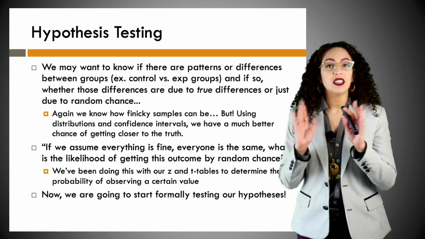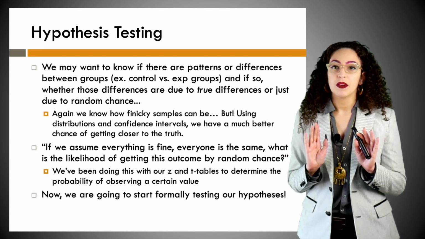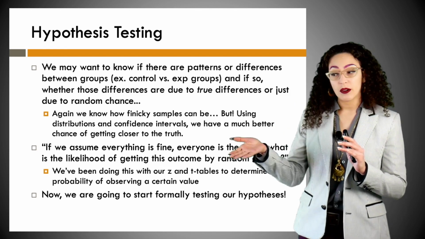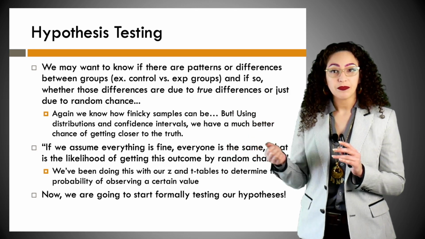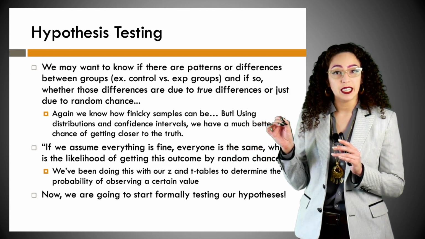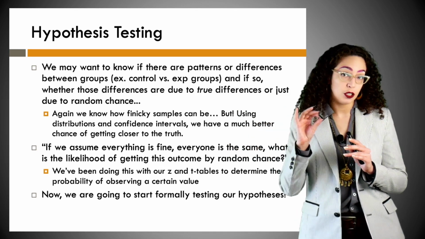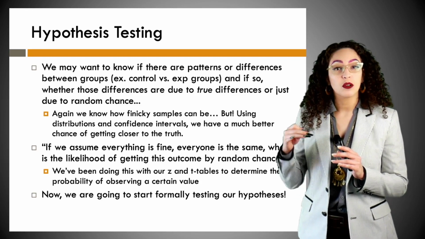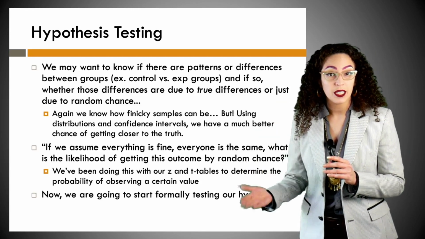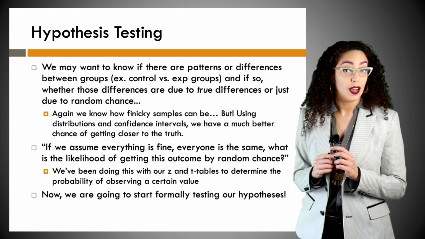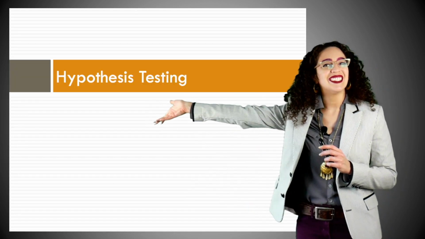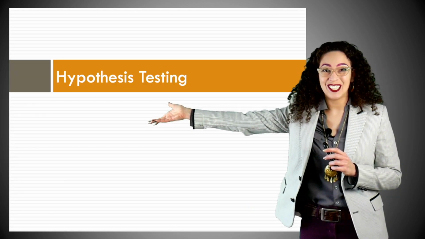If we assume everything is fine and everything is the same, what is the likelihood of getting this outcome by just random chance? We've been doing this with our Z and T tables to determine the probability of observing a certain value. Now we are going to start finally using all those skills to run a formal hypothesis test. Hypothesis testing, it's time. Let's do this.